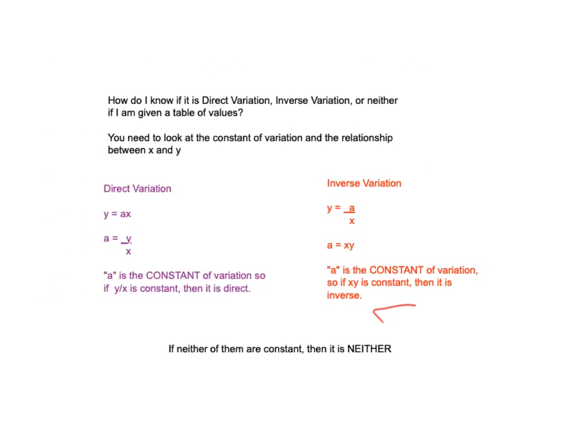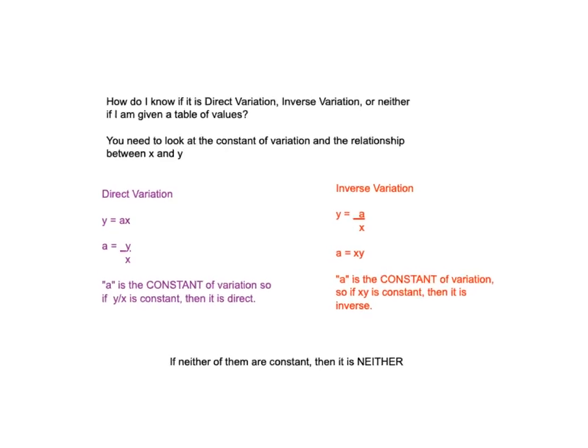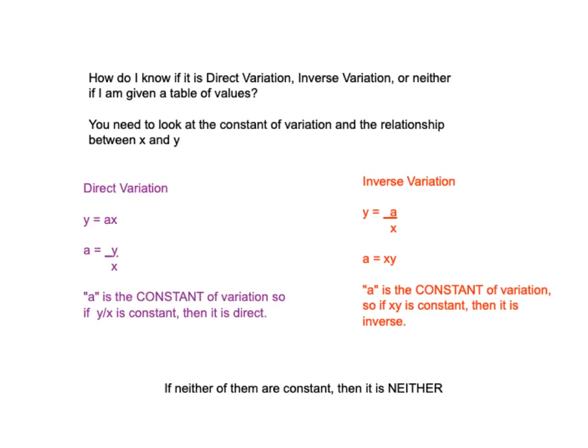Okay, now we're going to look at what if it is not an equation, but what if it's a table of values. Again, we've got our 2 comparisons here, our direct variation and our inverse variation. There we go. So the question is, how do I know if it's direct, inverse, or neither if I'm given a table of values? To do this, we need to look at the constant of variation. Remember, the constant of variation is our a value.